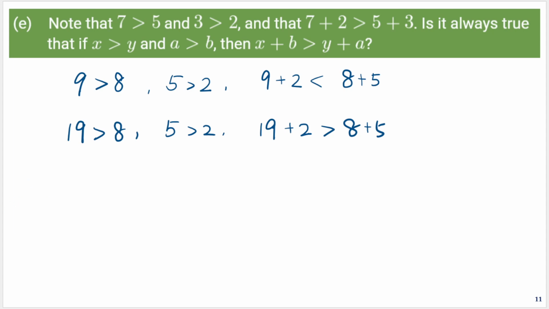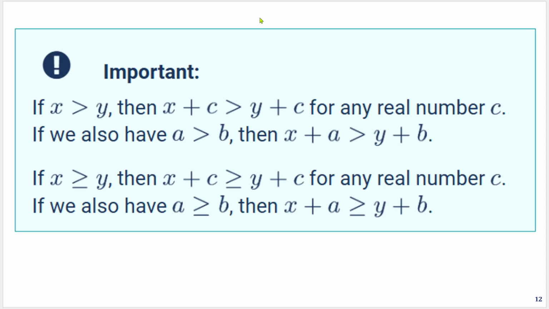Okay, so to summarize, this is the second property of inequality we learned in today's lesson. If x is greater than y, then we have x plus c must be greater than y plus c for any real number c. If we also have a is greater than b, then we will have x plus a is greater than y plus b.